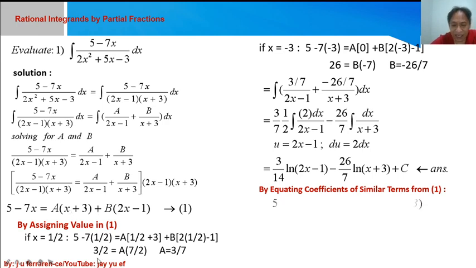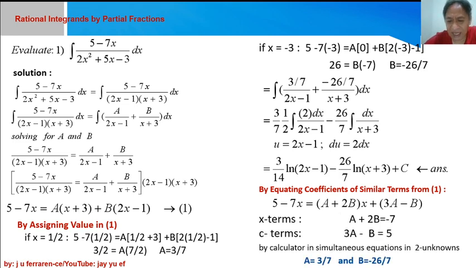So let us try to rearrange. If we have 5 minus 7x, so that is equal to, actually, this is ax plus 2bx. And factoring out my x, this is the coefficient of our x term. And if I'm going to group my constant term, I have 3a. Then I also have the minus b. So the coefficient of the x term, if I'm going to collect, is a plus 2b. But at the left, we also have an x term having a coefficient of minus 7. So we can equate that with negative 7.